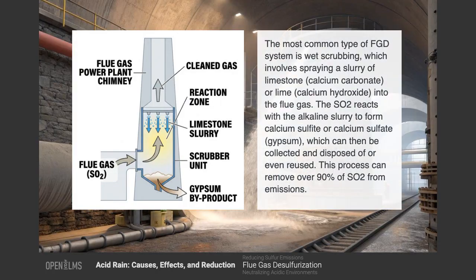The most common type of FGD system is wet scrubbing, which involves spraying a slurry of limestone, calcium carbonate, or lime, calcium hydroxide, into the flue gas. The SO2 reacts with the alkaline slurry to form calcium sulfite or calcium sulfate, gypsum, which can then be collected and disposed of or even reused. This process can remove over 90% of SO2 from emissions.